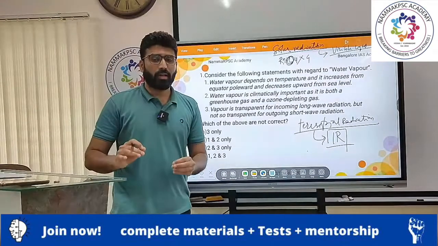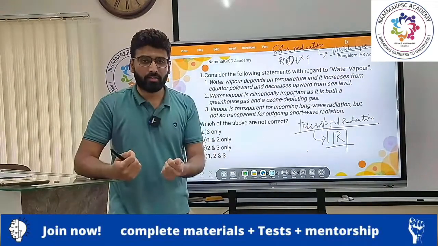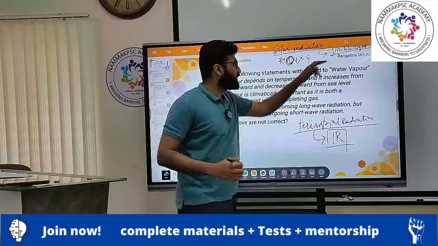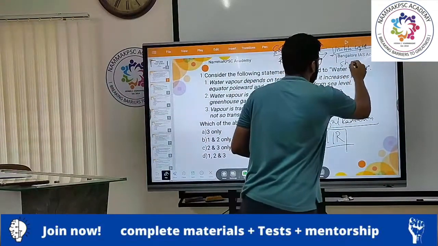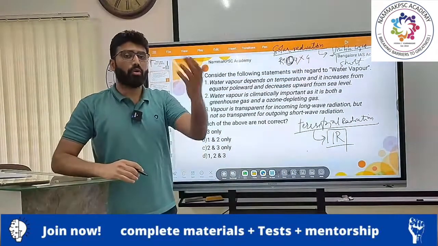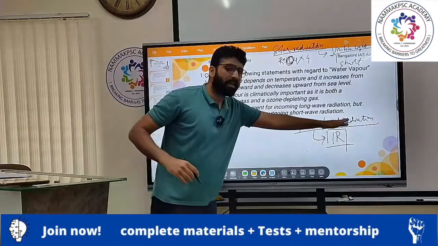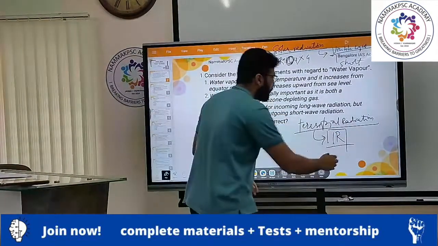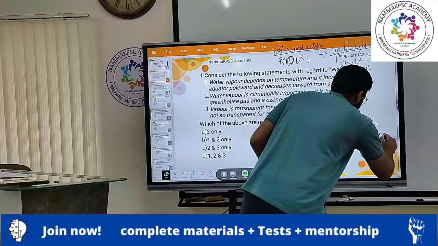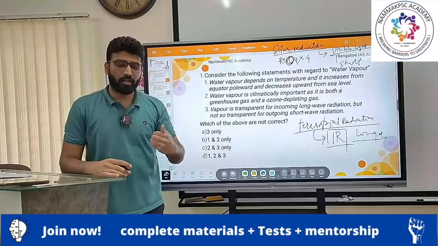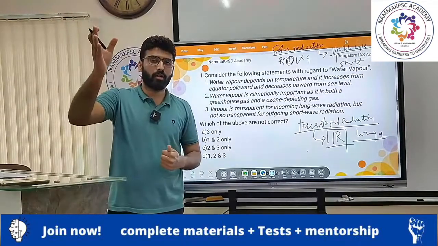So what I'm trying to tell you is that solar radiation is incoming radiation, that is visible light, of short wavelength. Whereas outgoing radiation is known as terrestrial radiation, and this is infrared rays of longer wavelength. Meaning what? Incoming is shorter, outgoing is longer.